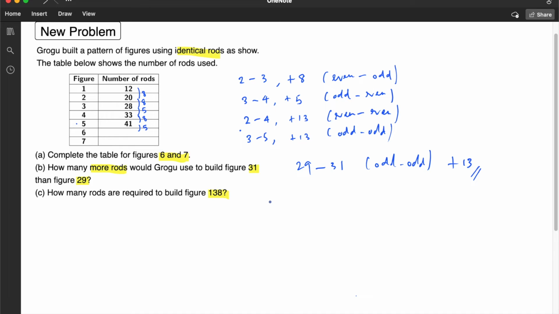Just for discussion purposes, what about from 29 to 30? 29 is odd to even, so odd to even it will be plus 5. What about 28 to 29? That will be even to odd, so it will be plus 8. And then what about 30 to 32? Of course it will be plus 13.